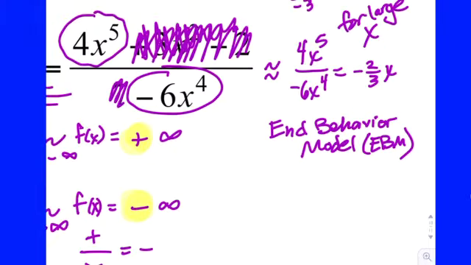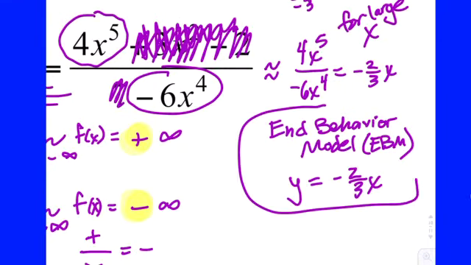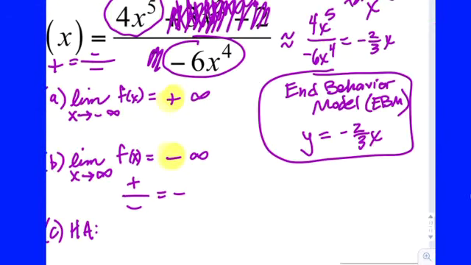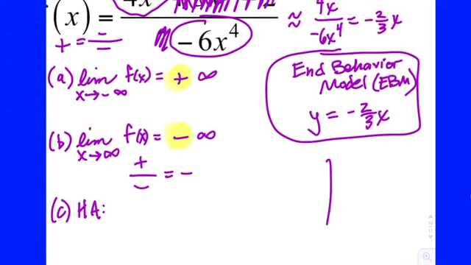Okay? If you then put a y equals in front of there, you have now created your end behavior model. So just like over here, y equals 4/3 graphs as a horizontal line. What does y equals negative 2/3 x graph as?